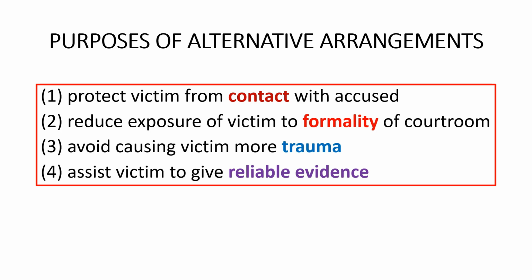The fourth purpose of alternative arrangements is to assist the victim to give reliable evidence. If the victim feels intimidated because they are in the same room as the accused or because they can see the accused and the accused can see them, if the victim feels intimidated by the formality of the courtroom, or if the victim suffers from additional trauma as a result of giving evidence, then there is a risk that the evidence that the victim gives will not be reliable. This is not because the victim is deliberately lying, it's just that the victim is feeling intimidated or is traumatized.